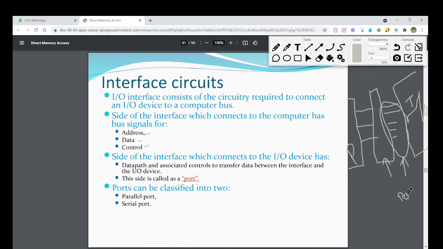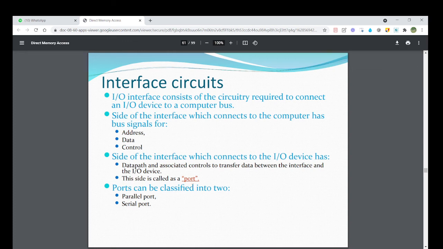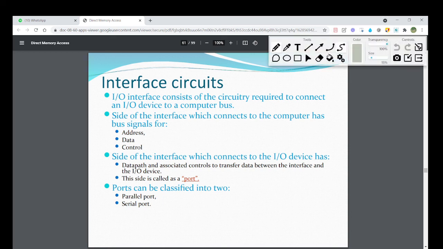This side is called the port. So now with this we know what a port means and why it is required at the time of interfacing. So let us see what different types of port this interface circuitry is going to have. Ports can be classified into two types: parallel ports and serial ports. So one is called a parallel port and another one is called a serial port.